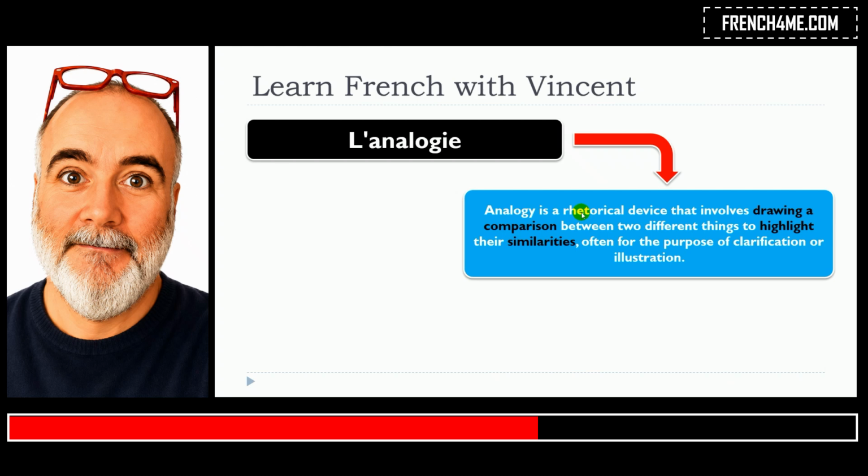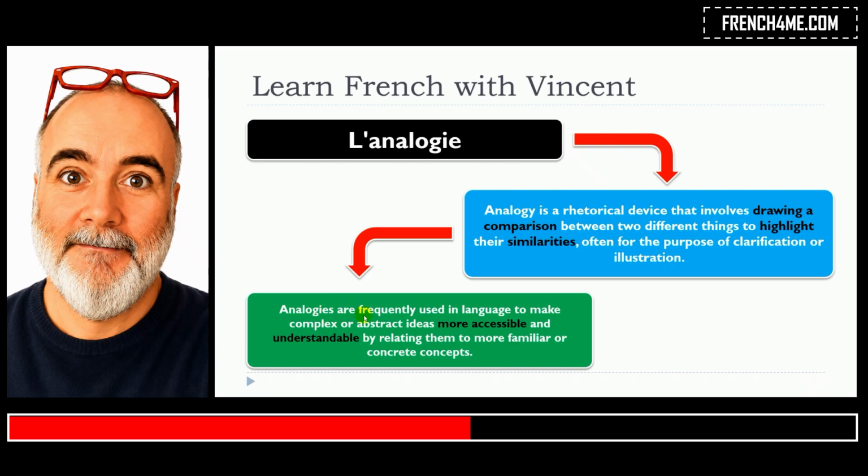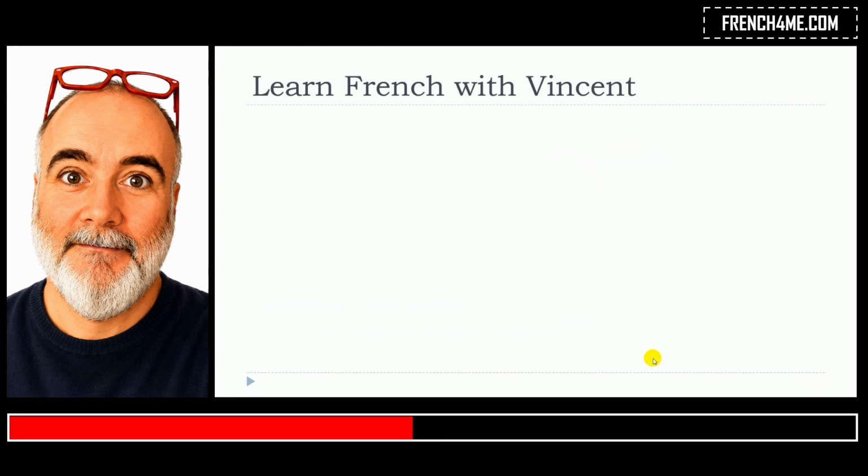Analogy is a rhetorical device that involves drawing a comparison between two different things to highlight their similarities, often for the purpose of clarification or illustration. Analogies are frequently used in language to make complex or abstract ideas more accessible and understandable by relating them to more familiar or concrete concepts. So we will see some examples of l'analogie.